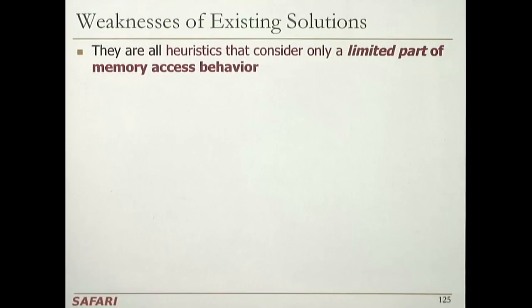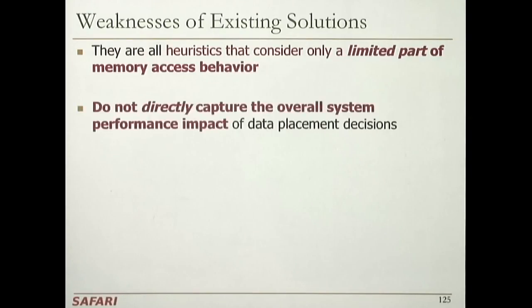What other things do you need to take into account in data placement? This is a complex problem. It's not an easy problem. But the previous things that I described to you are heuristics, right? And they're a limited part of memory access behavior. Wouldn't it be nice if you can actually directly predict the performance impact?